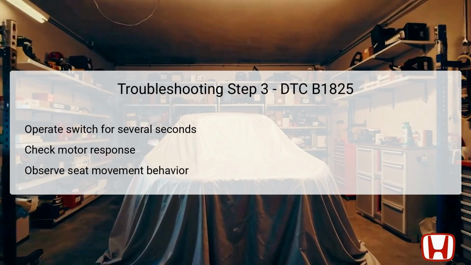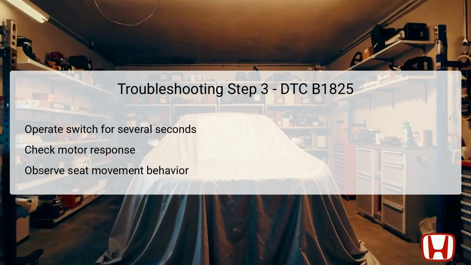The next troubleshooting step involves operating the power seat adjustment switch for several seconds in both forward and backward directions. This action is aimed at evaluating the seat's motor response as well as the overall function of the adjustment mechanisms. When performing this test, technicians must closely observe how the seat responds. It should move smoothly without any interruptions.